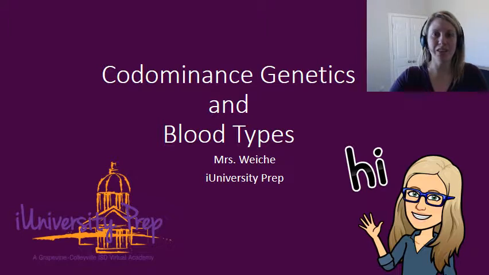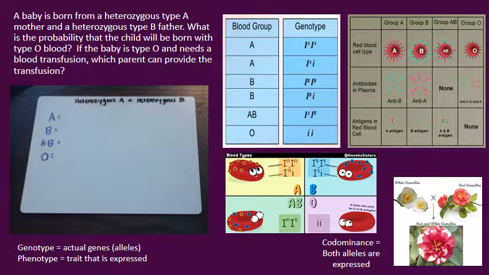Hi everyone, this video is going to help you solve problems with blood types, which is a type of codominance. Before we look at our problem, I'm going to remind you of some things about ABO blood types. So there are 4 types of blood that a person can have: type A, type B, type AB, and type O. Type AB is where we see codominance.